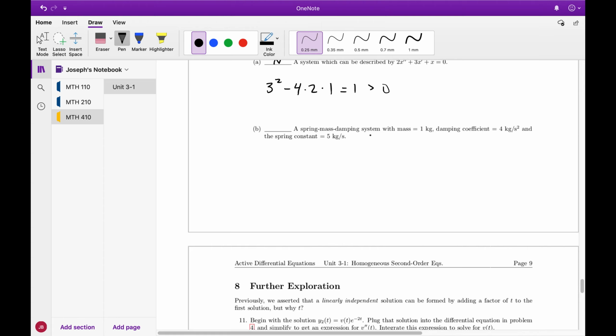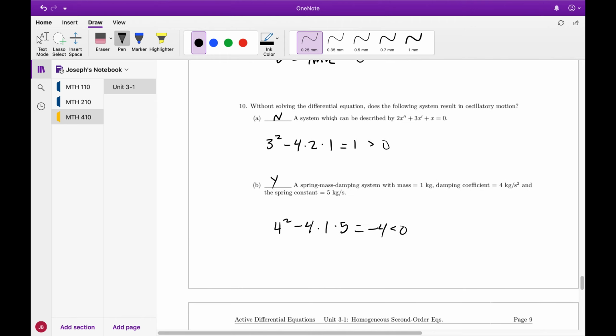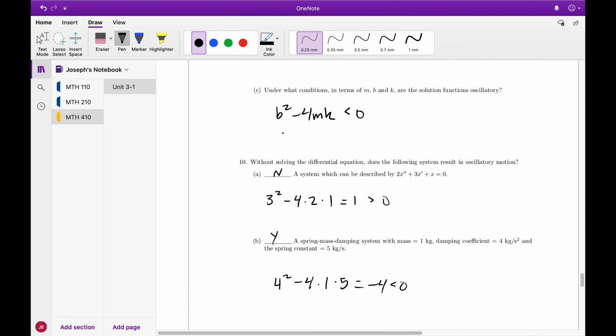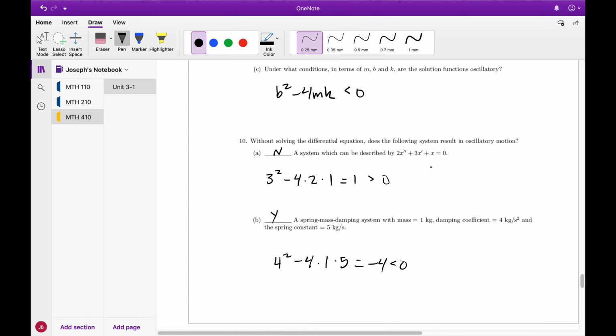Okay, and then coming here, we have m is 1, b is 4, and k is 5. So b squared minus 4 times 1 times 5, well, that's 16 minus 20, which is negative 4, which is less than 0. So yes, this satisfies the condition. The discriminant is negative, and so it will have oscillatory behavior in the solution.